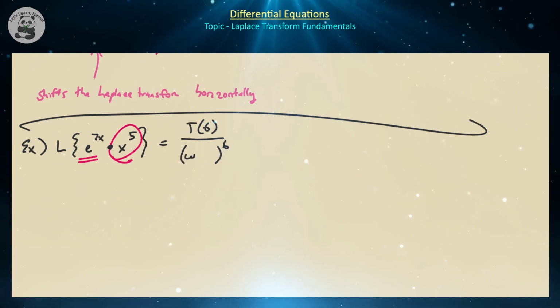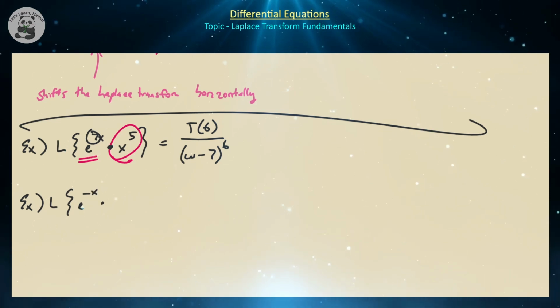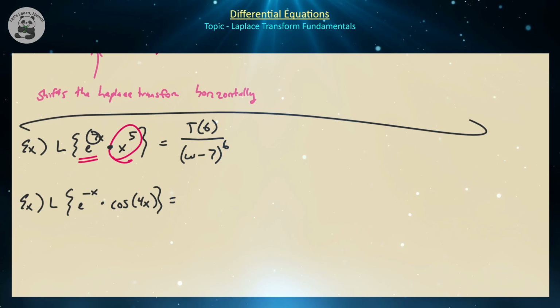but instead of omega 6, we're going to be shifting it to the right by 7, right? So that's going to be omega minus 7 to the power of 6. And if we have the Laplace transform of e to the minus x times cosine of 4x, keep in mind cosine's Laplace transform has a variable on top. And notice that we're going to be shifting things to the left 1 unit.